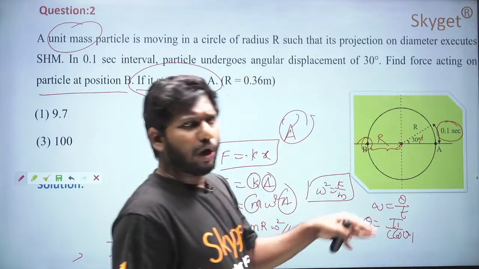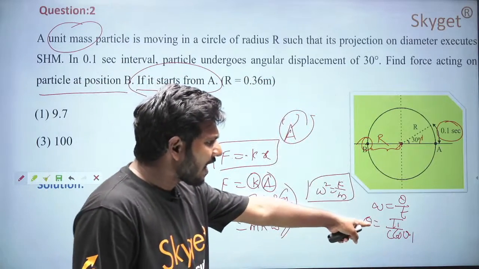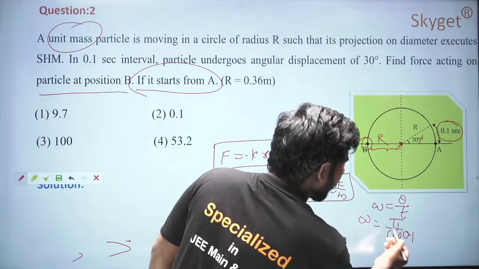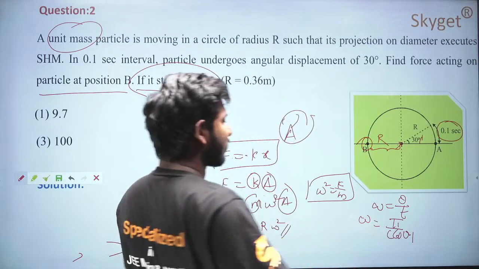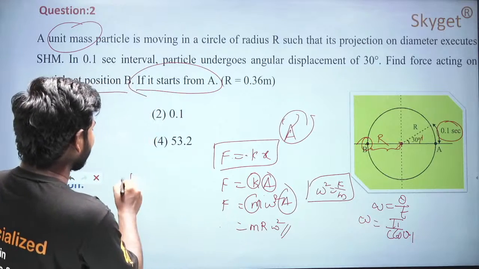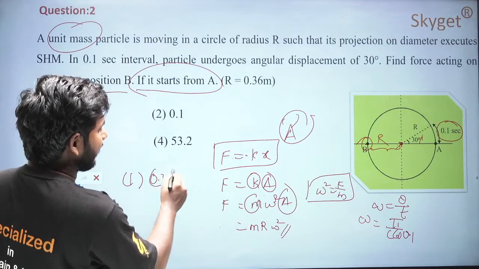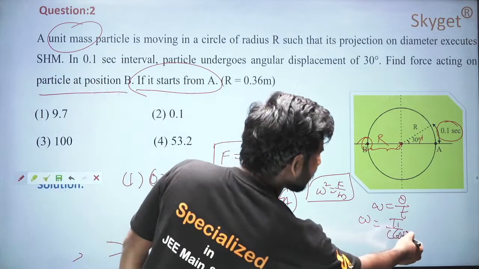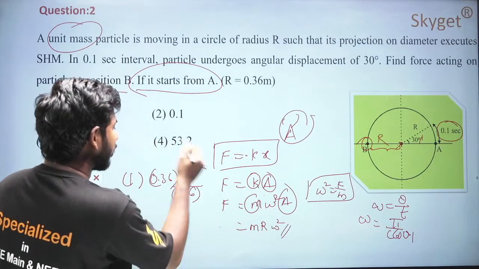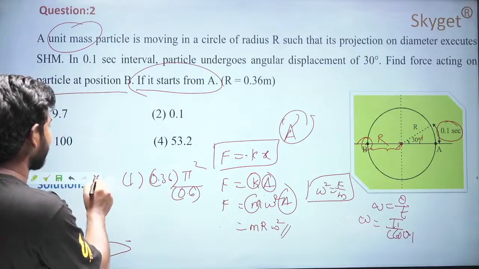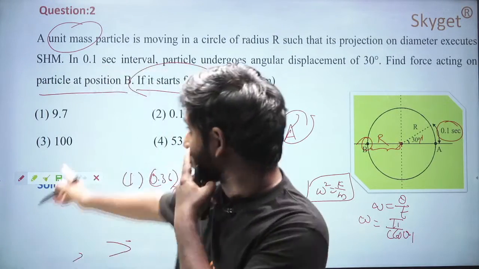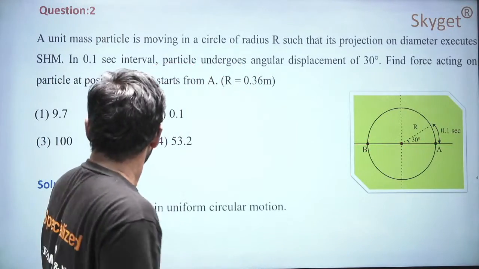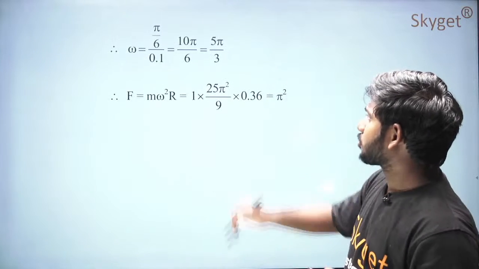0.1 seconds. If you apply this, you are able to get omega that is equal to pi by 0.6. If you know omega, supply here 1 into r is 0.36 into omega square, that is pi square by 0.6, so you will be able to get the answer. That is pi square, which will be around 9.7, students. So this will be pi square.